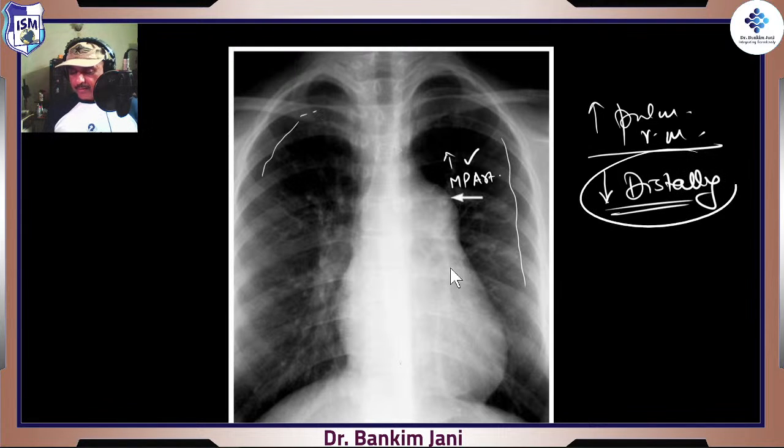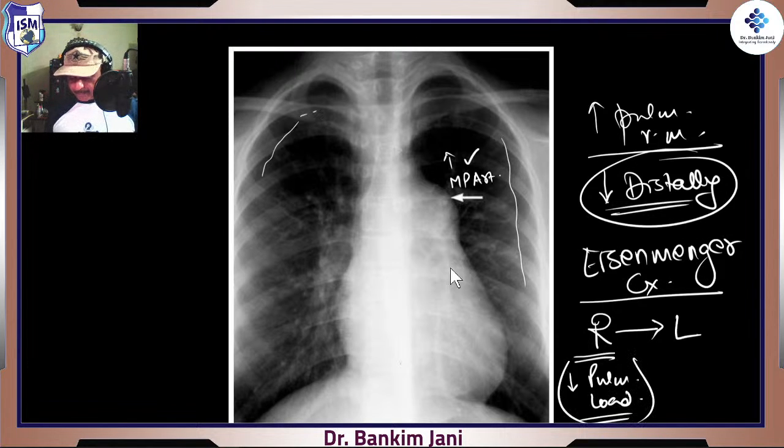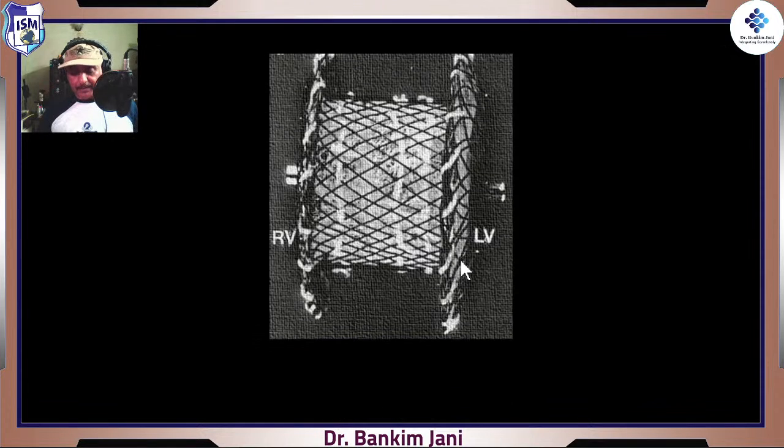Yes, we are talking about Eisenmenger complex, in which there is reversal of shunt, and now the shunt is from right side to left side. That's the reason there is decreased pulmonary load, and that's the reason we are not getting these distal vessels, right? Yes, no need to explain, I think, right? You have understood it by yourself.